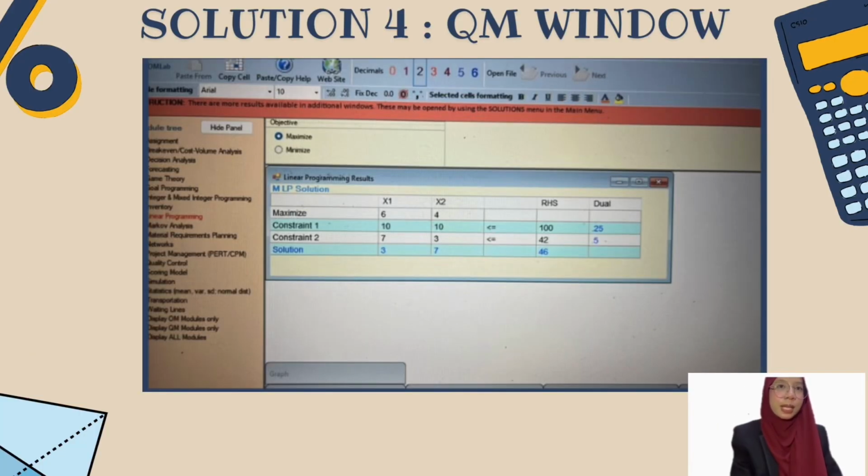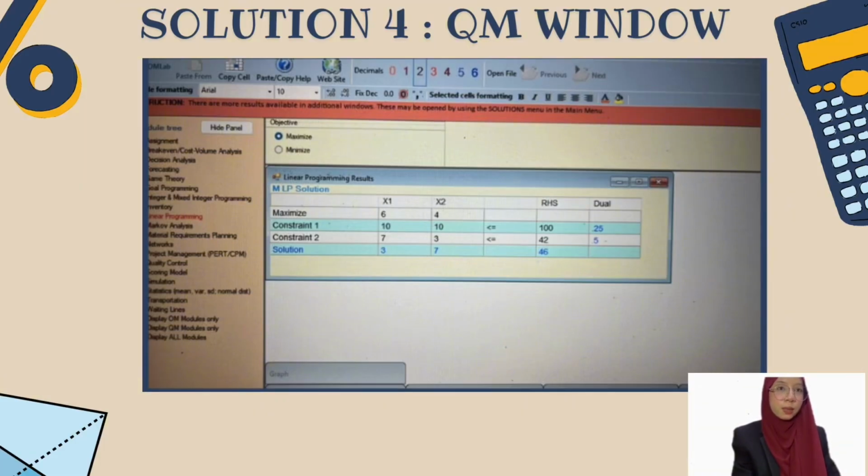Lastly, to double check our manual work, we solve the same problem using QM for Windows. The output confirms our problem setup. The QM solution gives us x1 equals 3 units and x2 equals 7 units with a maximum profit of $46, exactly what we found manually.